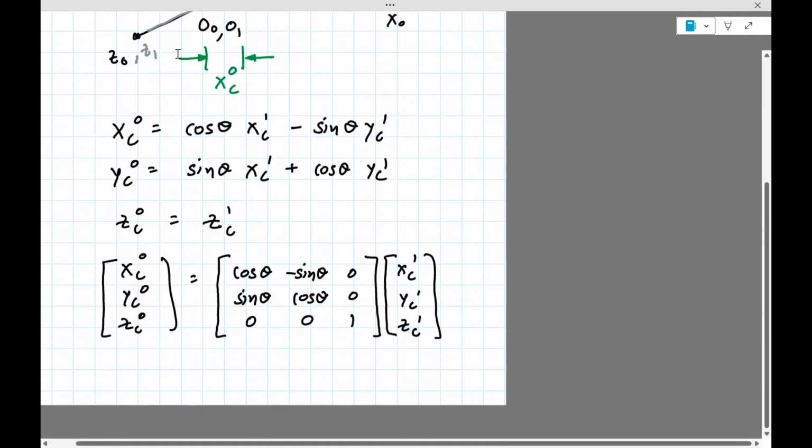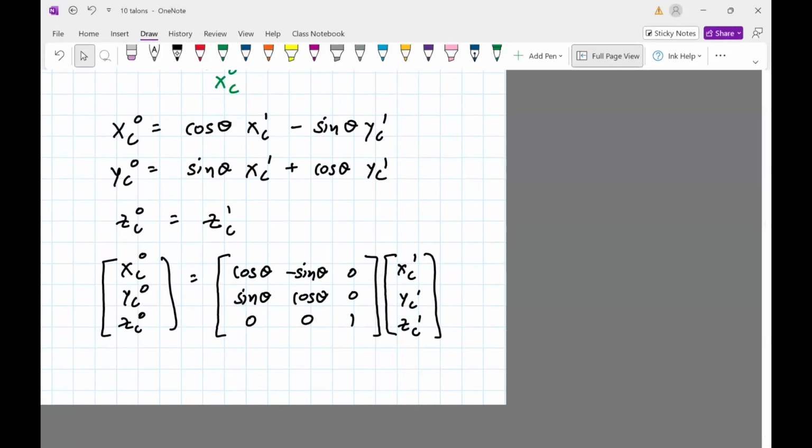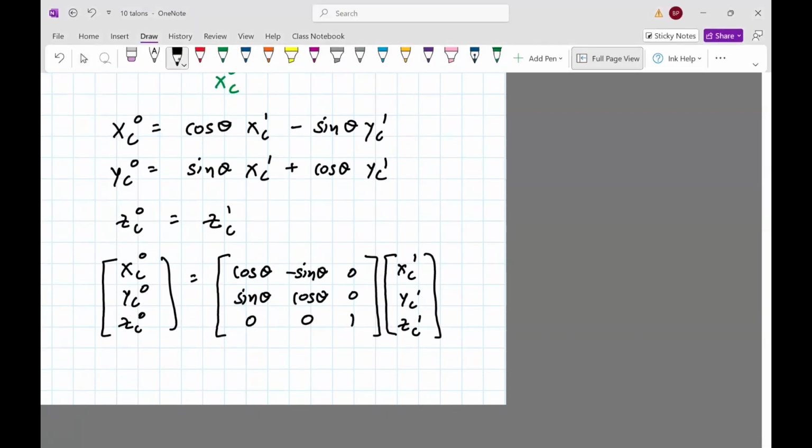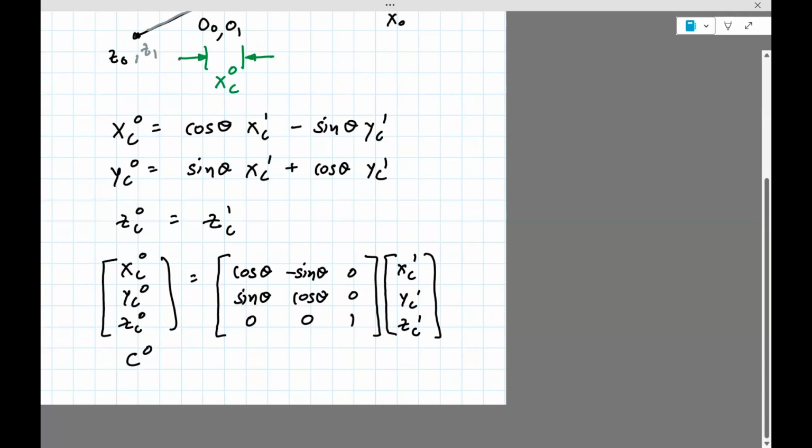Okay, so I wrote this down, but the shorthand notation of writing this would be C0 equals R, now pay attention to this. This is the rotation of frame 1 with respect to frame 0.